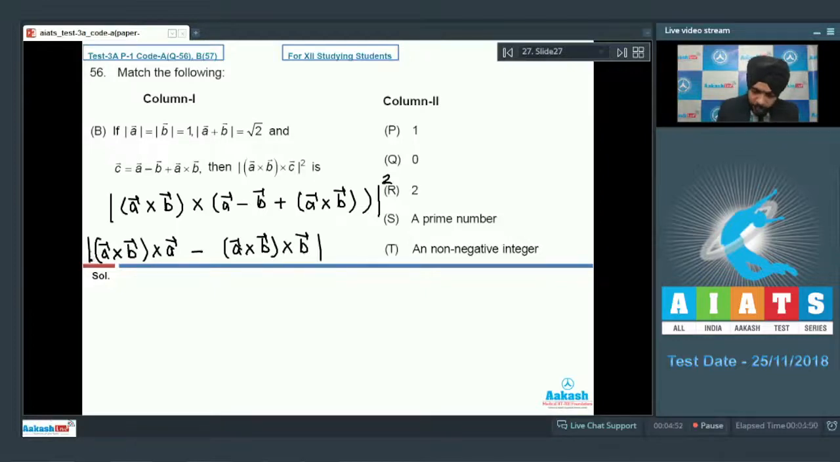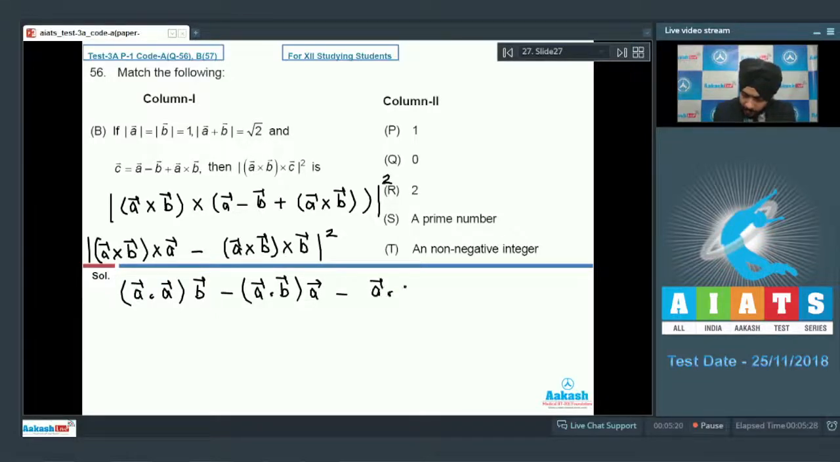Third term will be 0 vector because it is cross with A cross B. Any vector cross with itself is always equal to 0 vector. So A cross B cross A, vector triple product of 3 vectors. So A dot A B vector minus A dot B A vector minus A dot B B vector plus B dot B A vector. Magnitude whole square. A dot A, B dot B both are 1. So this is B vector minus.